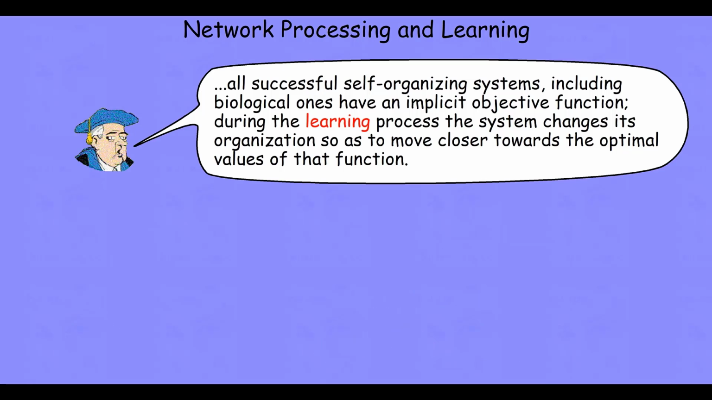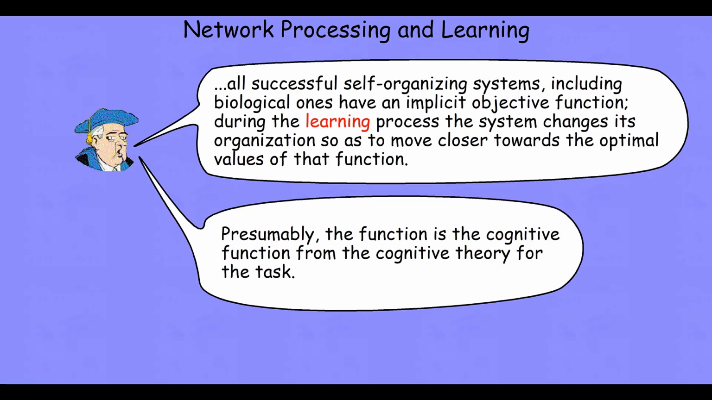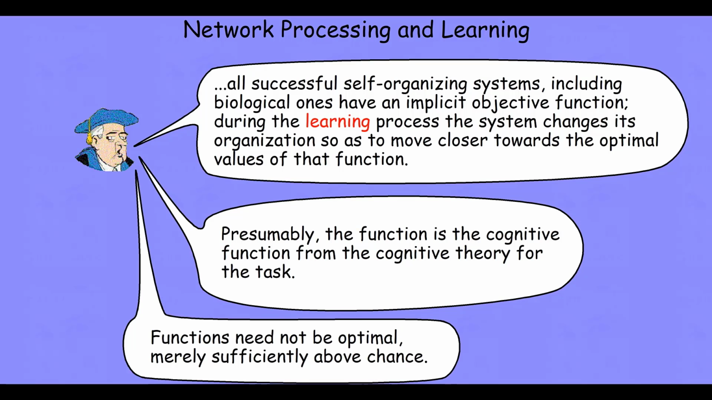What about learning? Well, all successful self-organizing systems, including biological ones, have an implicit objective function. During the learning process, the system changes its organization so as to move closer towards the optimal values of that function. Presumably, the function is the cognitive function from the cognitive theory for the task. And functions, of course, need not be optimal. They merely need to be sufficiently above chance.